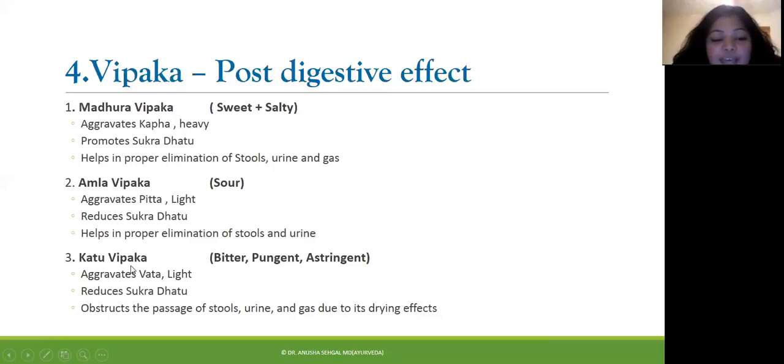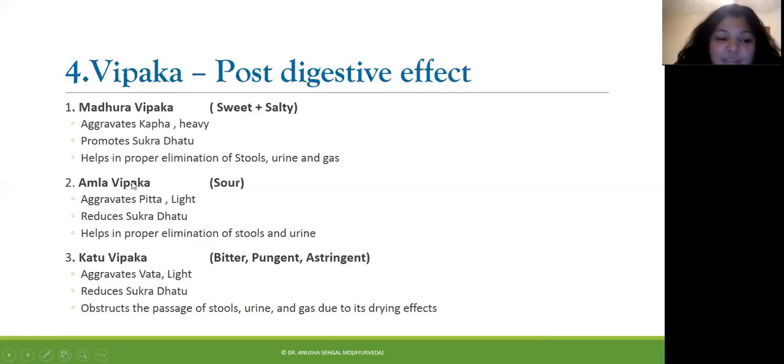And looking at the last three, which is bitter, pungent, and astringent, or tikta, katu, kashaya, that has a katu vipaka or a pungent vipaka. And the effect on the dosha that it has is it aggravates vata. It is more light in comparison to Madhura. It reduces Shukra Dhatu because it's very light and airy. It doesn't have much substance for nourishment.